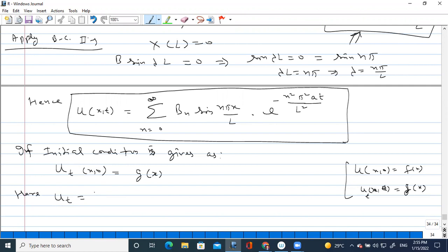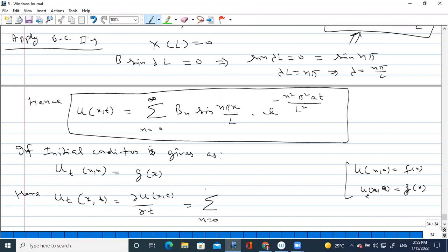u_t equal to, or you can write it, u_t(x,t) you find first. u_t(x,t) will be equal to del u by del t, and this u_t you have to use the complete u(x,t). So now you differentiate it. Here which part is having t, that only will be differentiated, rest all will be same.